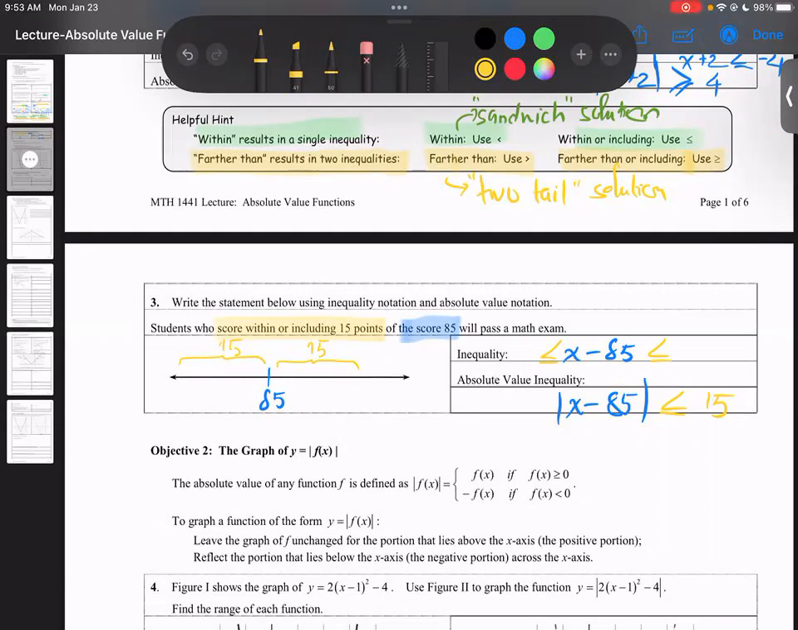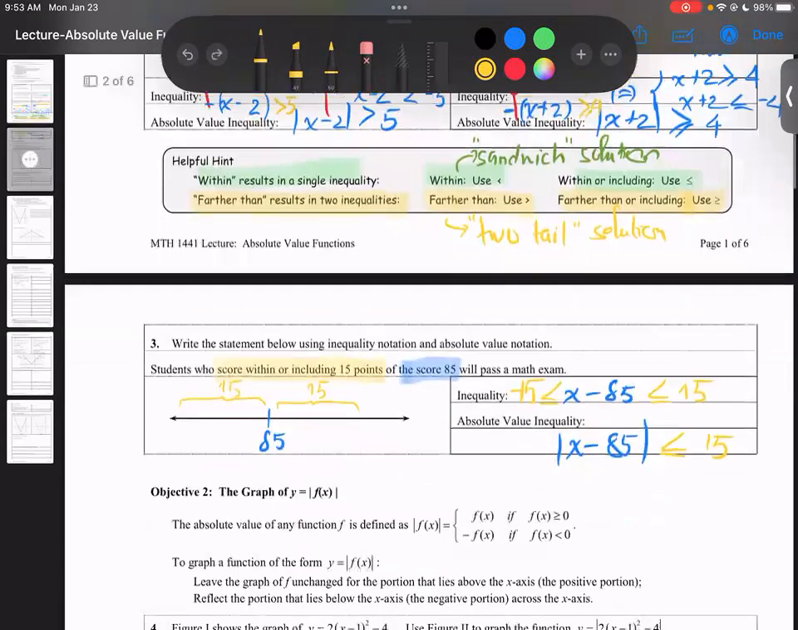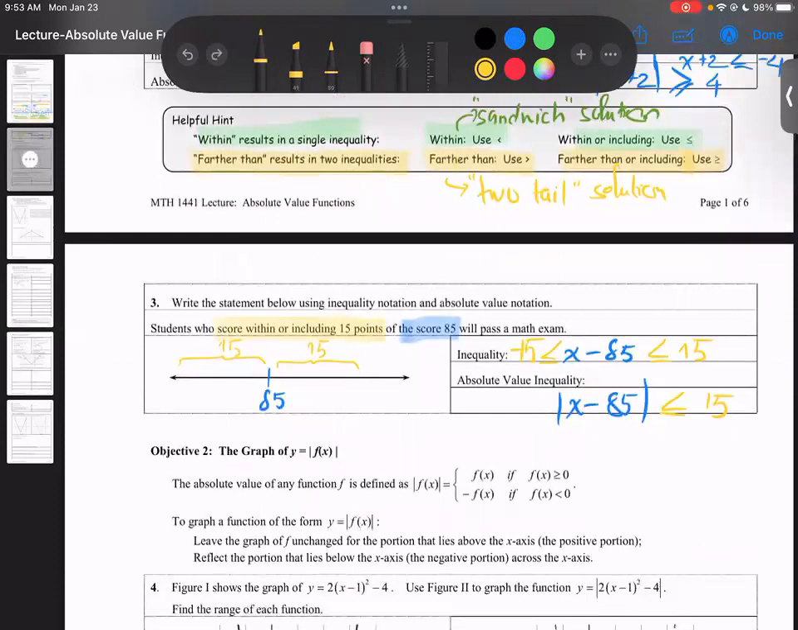15 here. What about this one? The other direction? Negative 15, right? Negative 15. Or you can do it the long way. You can do it like I did up here. You still come back to the same thing. See if it makes sense.